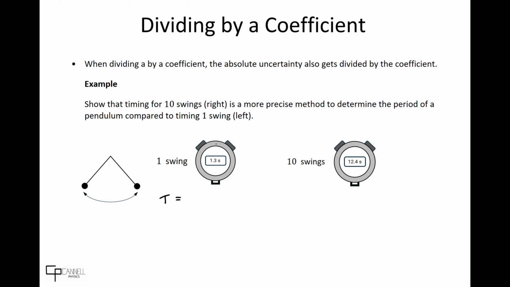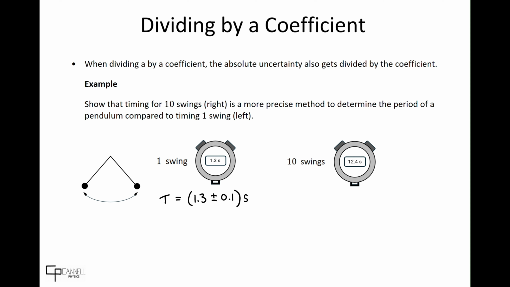Now taking note that this is a digital stopwatch, so the uncertainty is the smallest reading, which is 0.1 because it goes to one decimal place. So the smallest possible reading is 0.1 seconds on this timer. So writing out the period, we get, and both period and its uncertainty are in seconds.